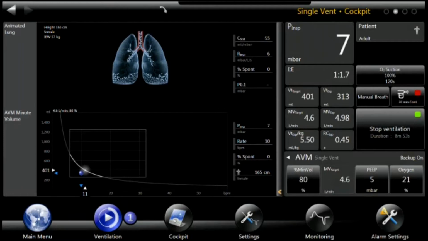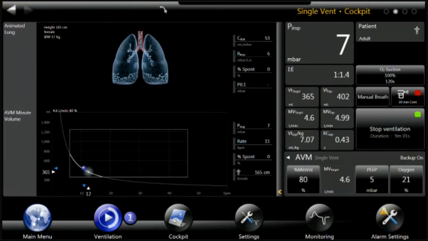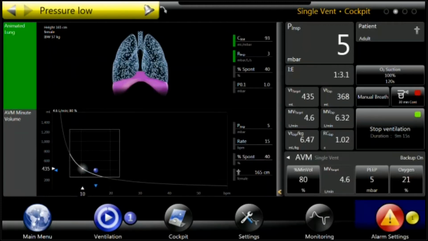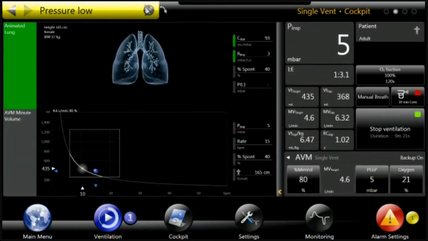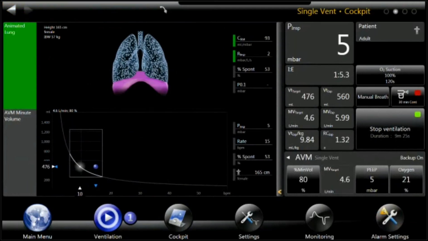And I will just summarize what I showed you before about spontaneous breathing. You see now the curve and the target point. It's always possible for the patient to breathe spontaneously whenever he wants to, and it's always a supported breath. So AVM doesn't allow unsupported breath. That means the lowest pressure support AVM is giving you is 5 millibar centimeters of water. So it doesn't go lower than that.